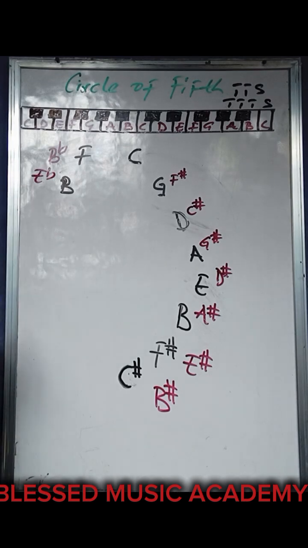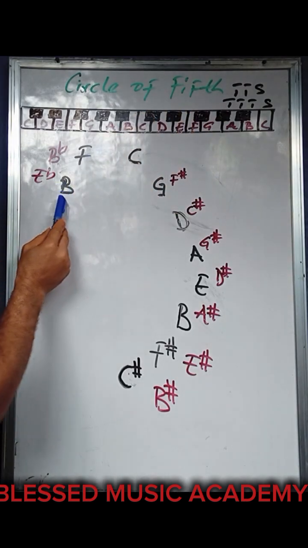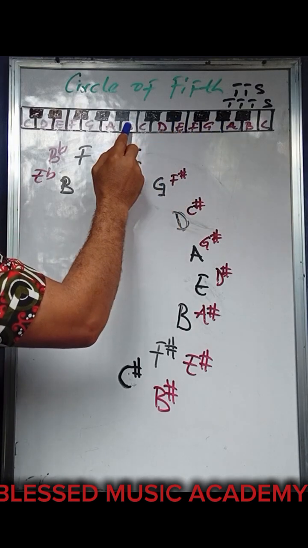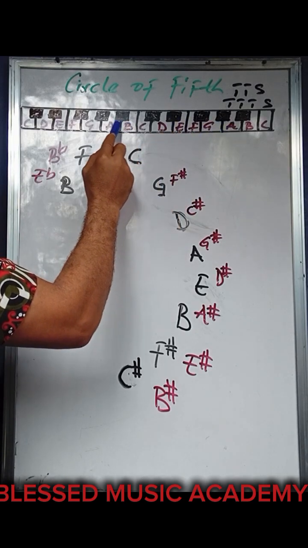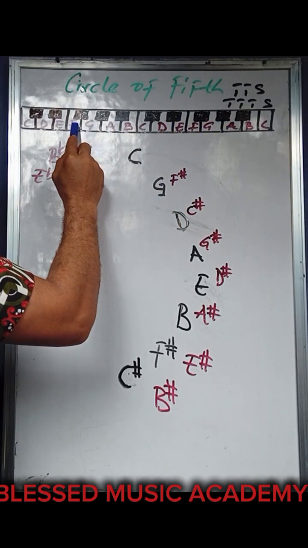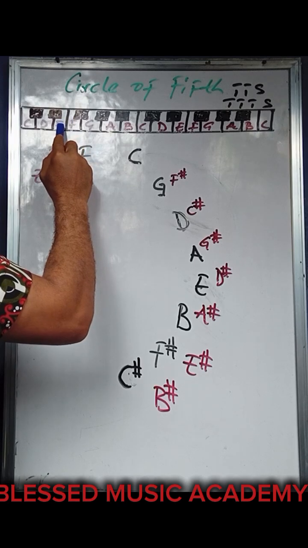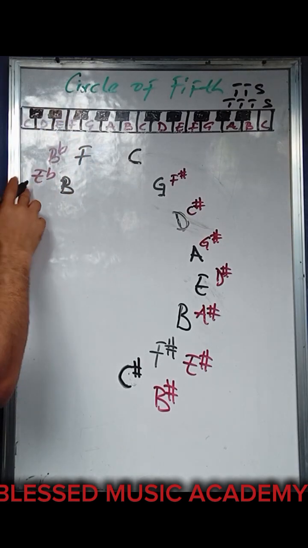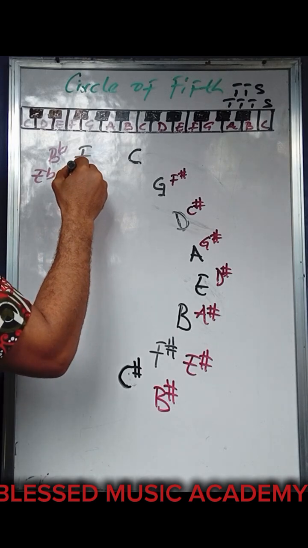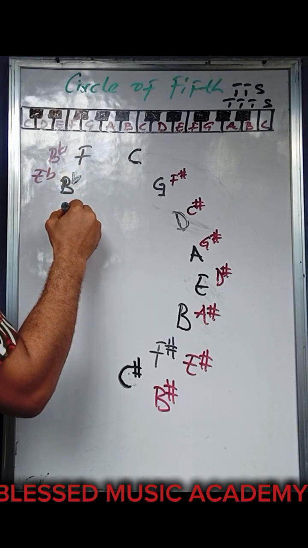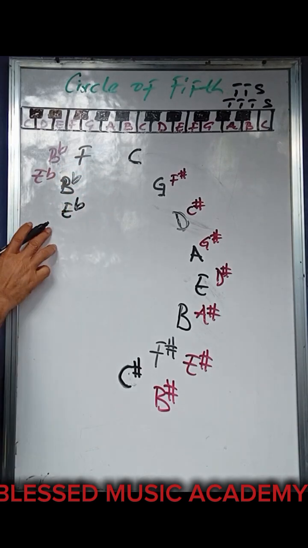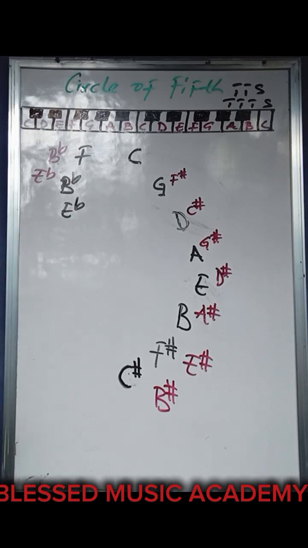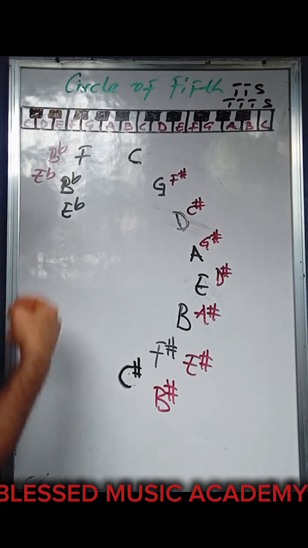All right, so I count circle of fifth backward from B. This is my B. Backward. 1, 2, 3, 4, 5. The next one is E. Okay, E flat. Remember, E is flattened already. So I'm going to put this here. B flat, E flat. This is the symbol for flat. All right, just follow. The video may be long, but just follow.